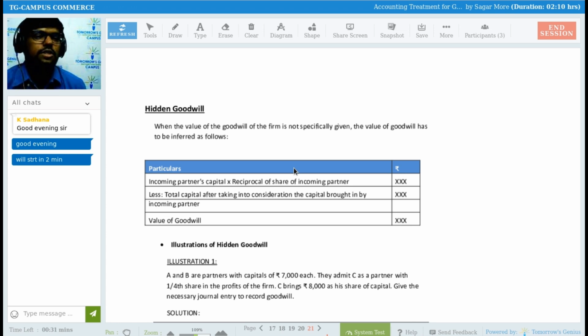We are going to wind up this now. We are going to do only one last concept regarding goodwill, that is hidden goodwill, right? Two questions are left, then we will wrap up. Okay, series.